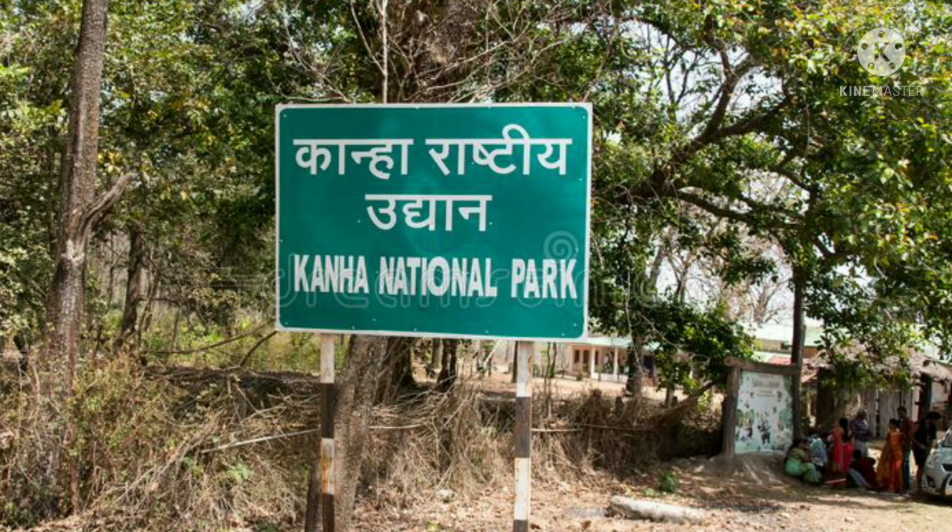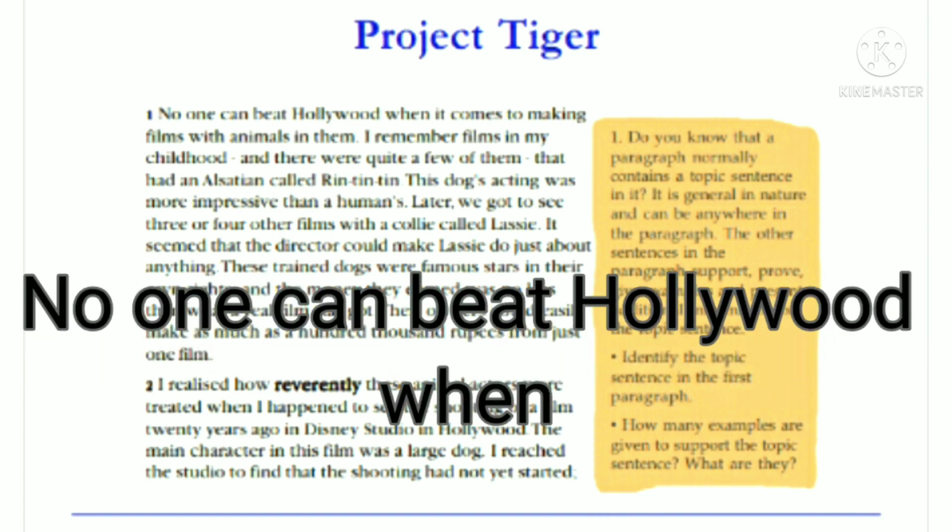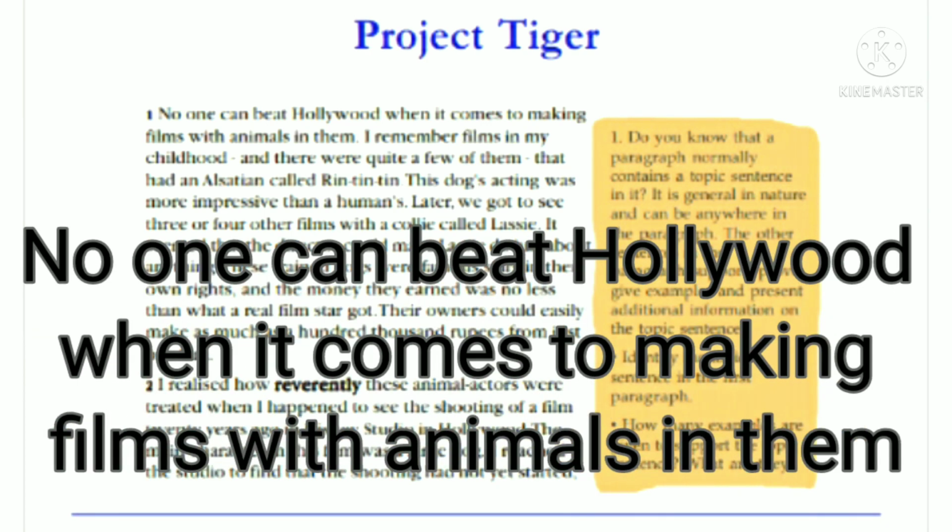In this article, Satyajit Ray begins with a topic sentence. That is, no one can beat Hollywood when it comes to making films with animals in them.